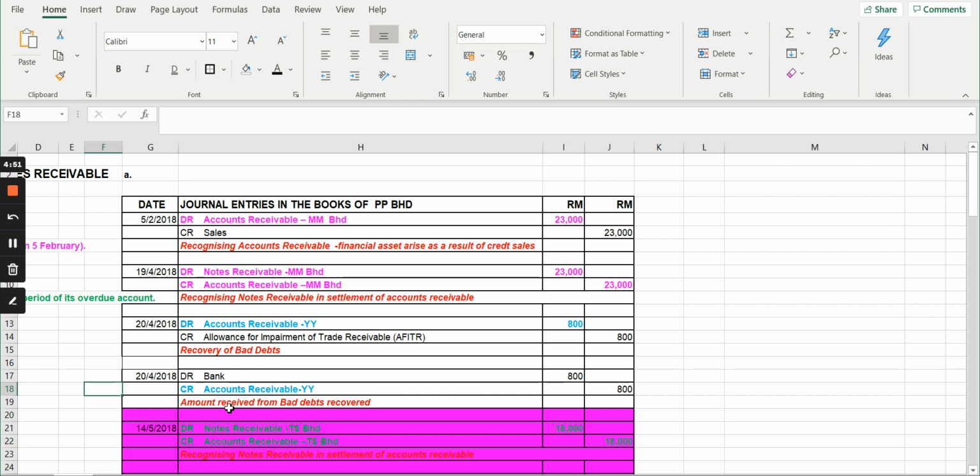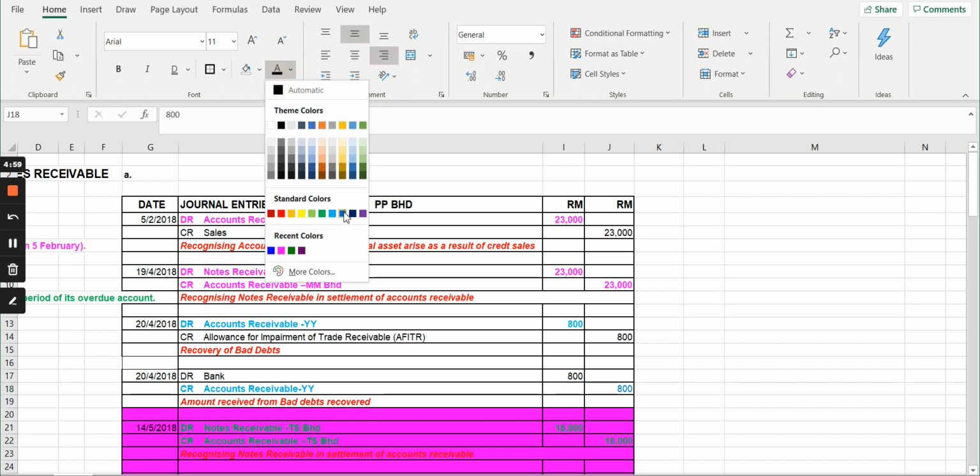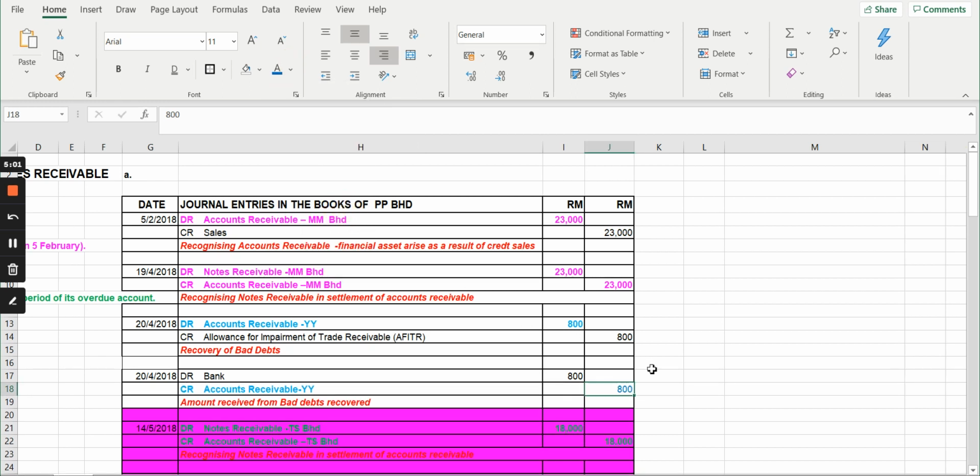So if you receive, let's say, 800 out of the total that you earlier wrote off as bad, then you will still put here 800. However, let's say the amount you wrote off as bad was 800, and when they decided to pay you, they just want to pay you maybe around 600. So the amount that you will record here is not 800, sorry, it will be 600.